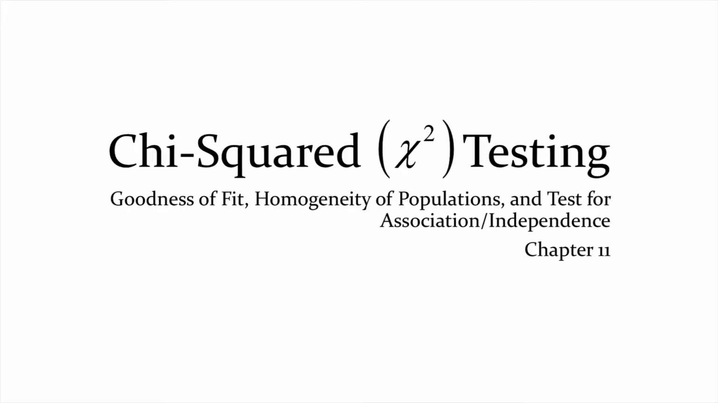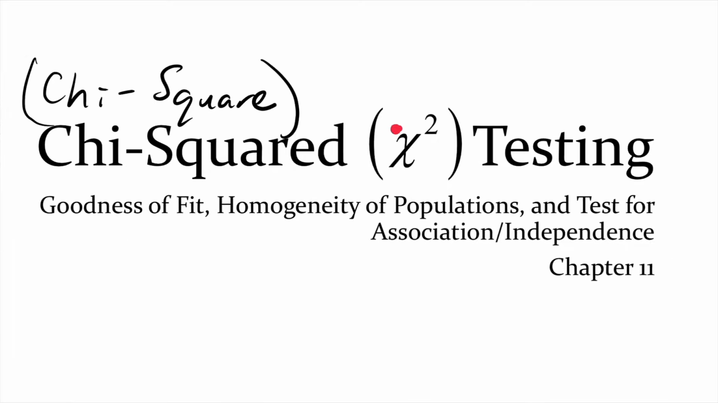Okay, so chapter 11. Chapter 11 involves one thing, chi-square testing. Chi-square or squared. Sometimes it's chi-square, sometimes it's chi-squared. Chi, yep, it's a Greek letter. It's this Greek letter right here, this kind of cursive X. That's a Greek letter, pronounced chi. And then squared comes from the squared part.